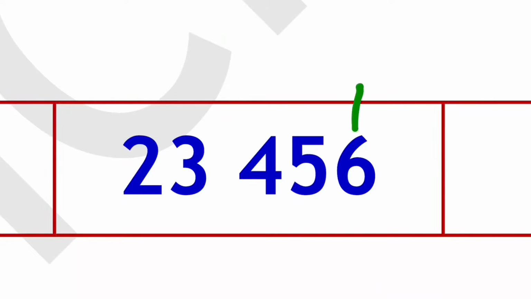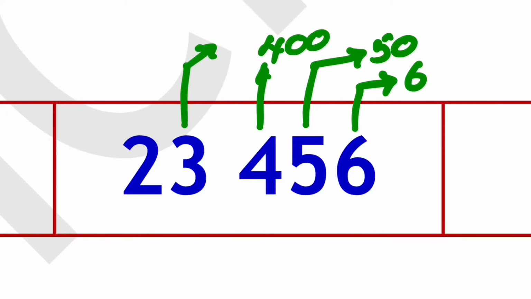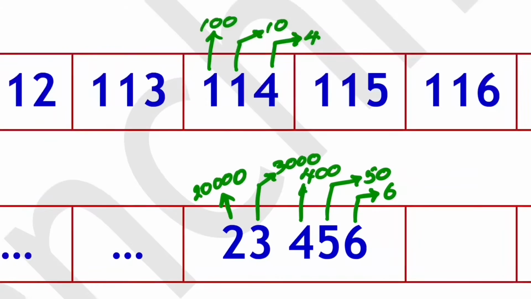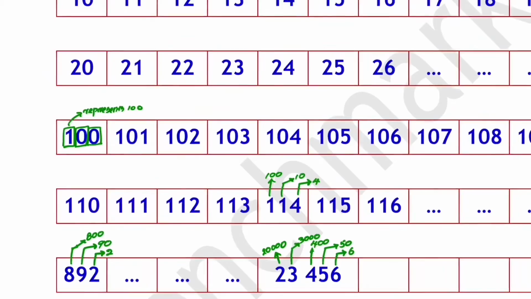Now take this number, look, 6 is in unit positions representing 6, 5 is in tens representing 50, 4 is in hundreds representing 400. 3 is in thousands position, so it keeps on increasing, so it should be representing 3000. And 2 is in 10,000s position, so digit 2 here should be representing 20,000. As a general rule, look, when there are more number of digits, the value is definitely higher.